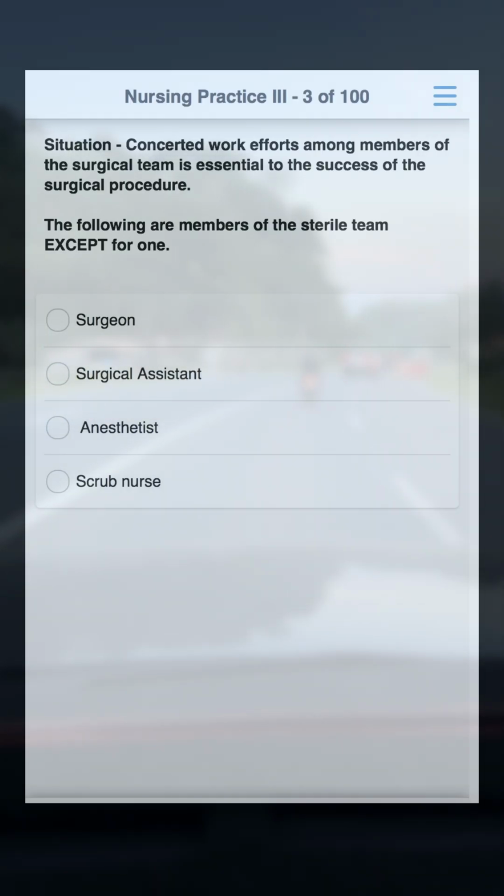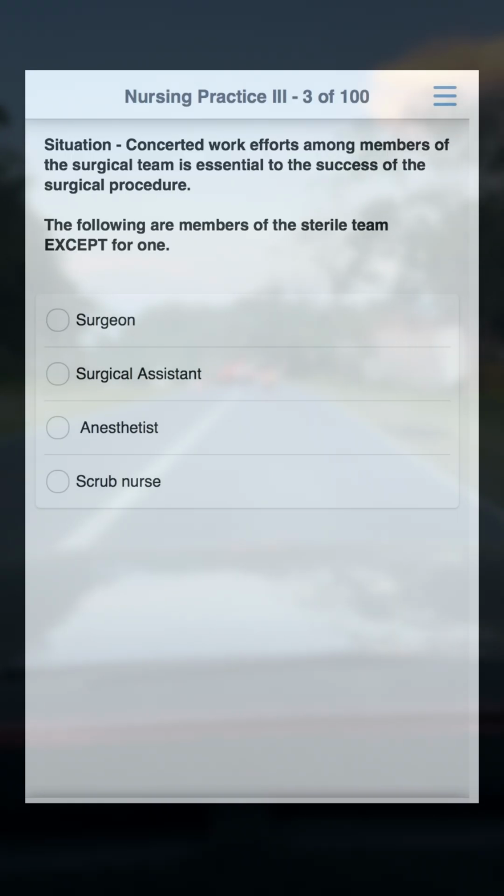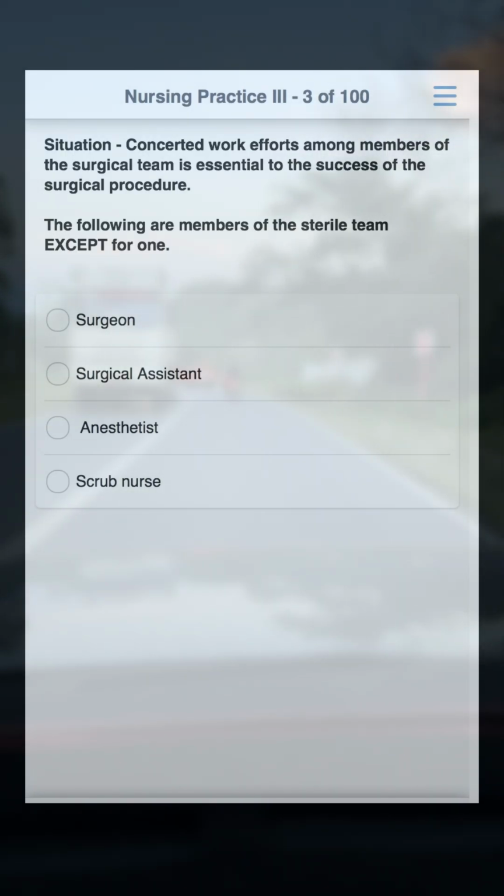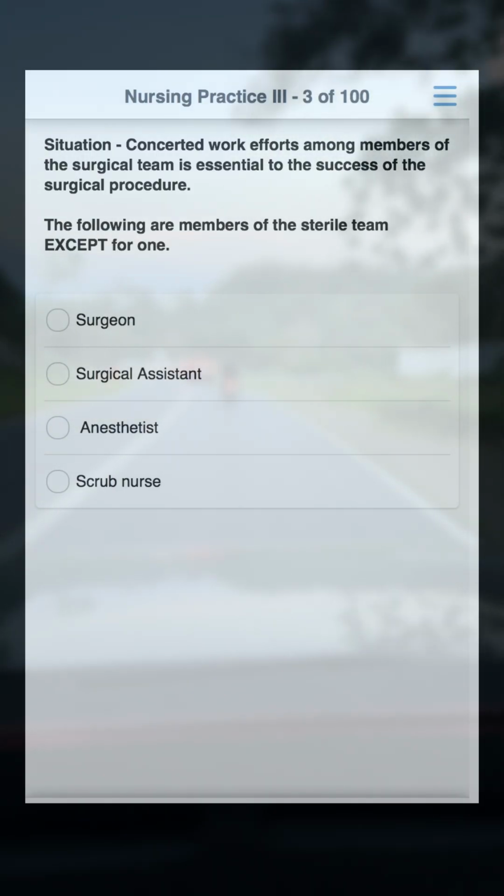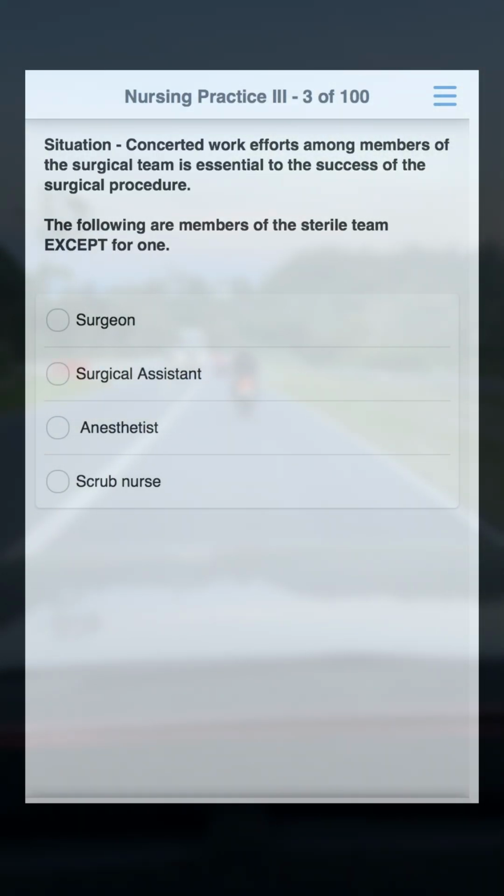The surgeon performs the operation. The surgical assistant helps the surgeon. The scrub nurse manages the sterile instruments and supplies. The anesthesia provider manages the patient's anesthesia and physiologic status. All of these roles are important, pero ang tanong ngayon is which of the following is not a member of the sterile team? The choices are surgeon, surgical assistant, anesthesist, and scrub nurse. The correct answer is the anesthesist.